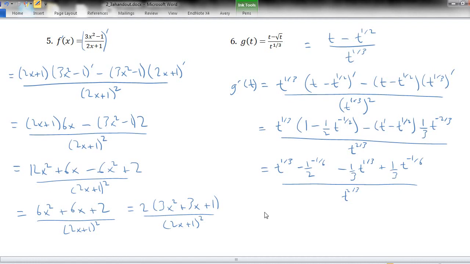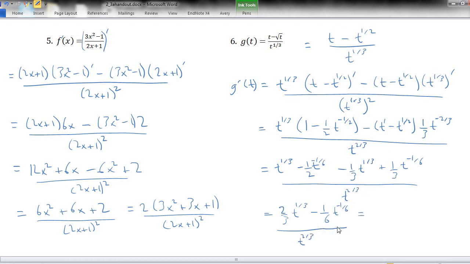So this is looking nice. We have a couple t to the 1/3 terms. We have 1 times it minus 1/3 times it, so that's 2/3 t to the 1/3. And then we also have a couple t to the negative 1/6 terms. We have 1/3 times it minus a half times it, which would be negative 1/6. So minus 1/6 t to the negative 1/6 all over t to the 2/3.